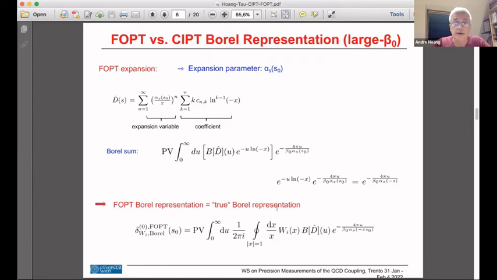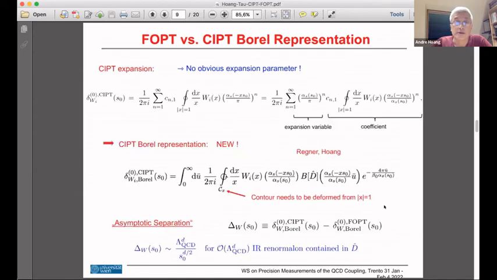There's nothing new here. The interesting thing is that this exponential here and this exponential here can be combined, and they just recombine to an exponential of the inverse complex valued alpha s, and this is then what's typically called the true Borel representation. Now the question is, when you look from scratch at what CIPT does, is this still true? And the answer is, there's another way to write the Borel representation for that case.